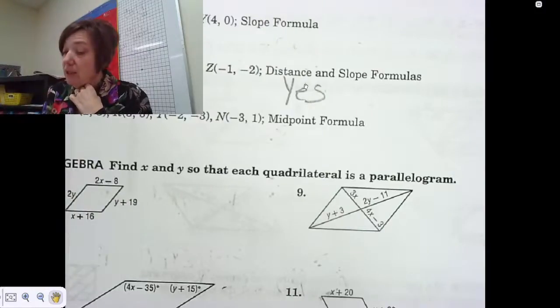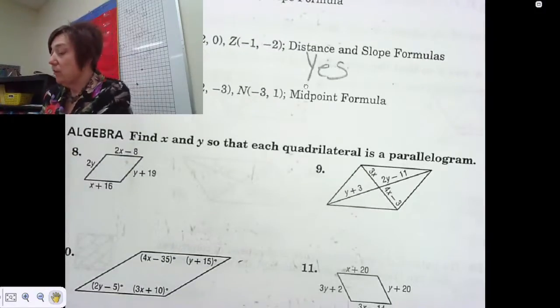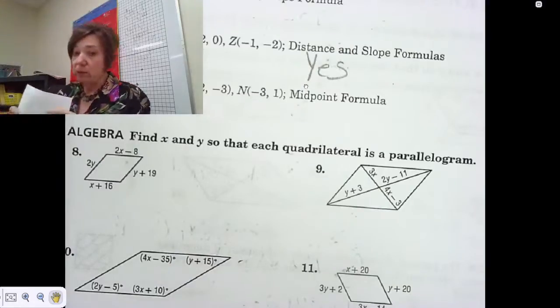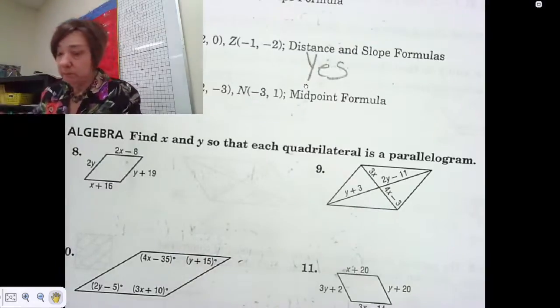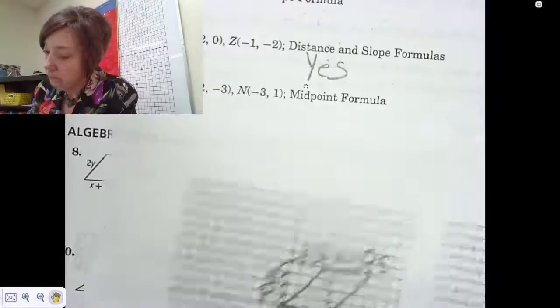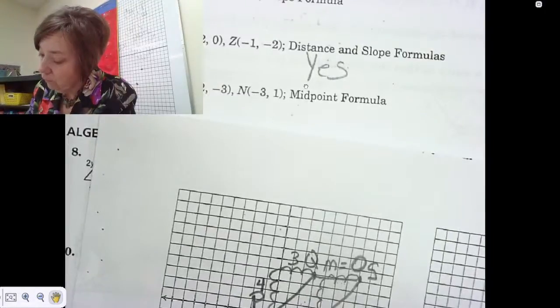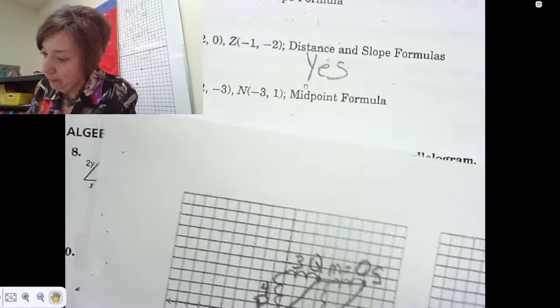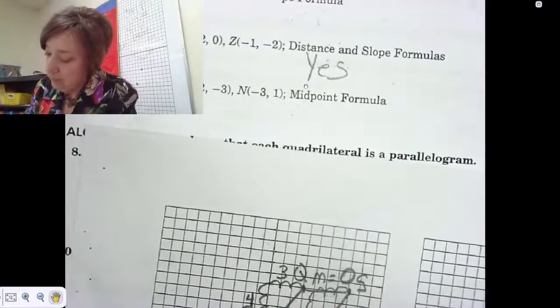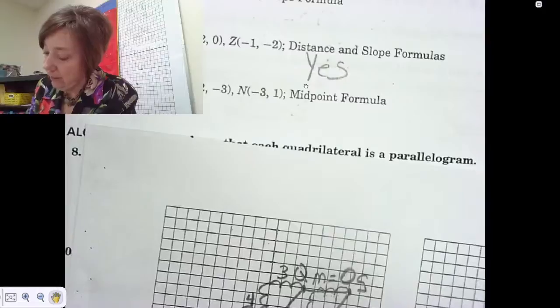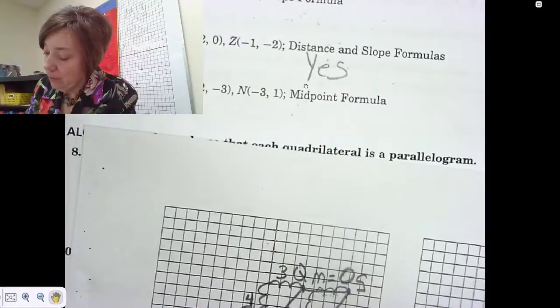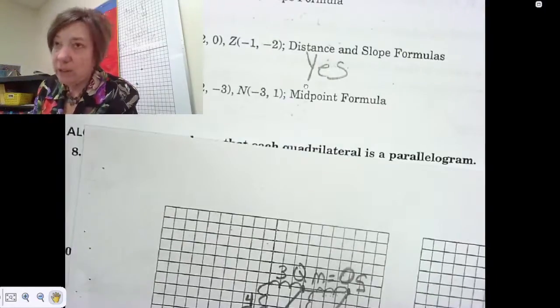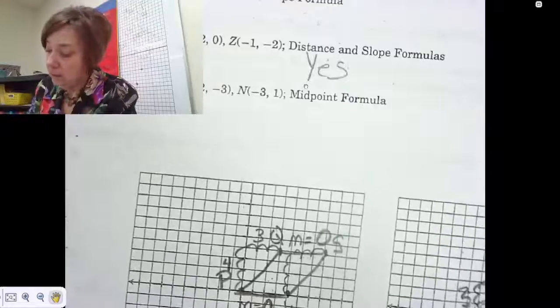Okay. What about number 7? It's asking you to find the midpoint. So go ahead and graph number 7 for me. It's 2, 5. When you graph it, it's still 2, 5. Your x is 2, your y is 5. X is the one going sideways, the one on the bottom.